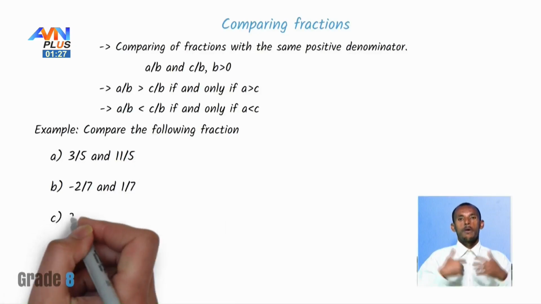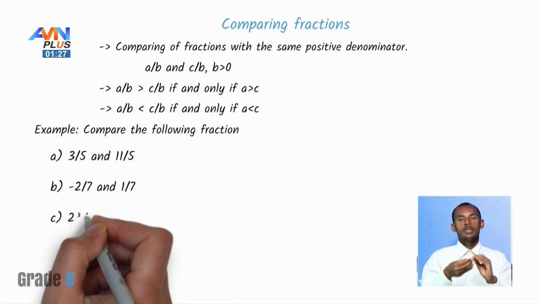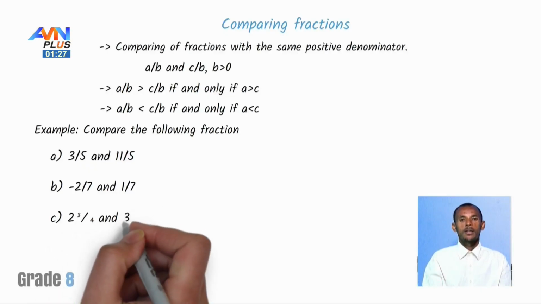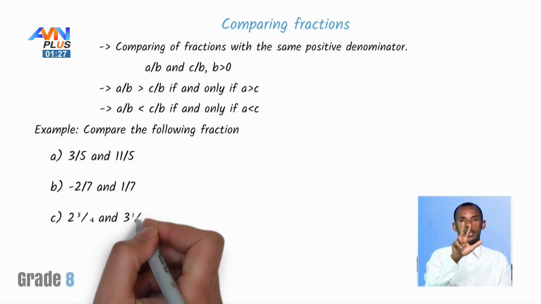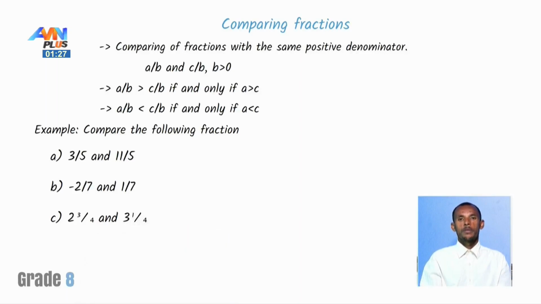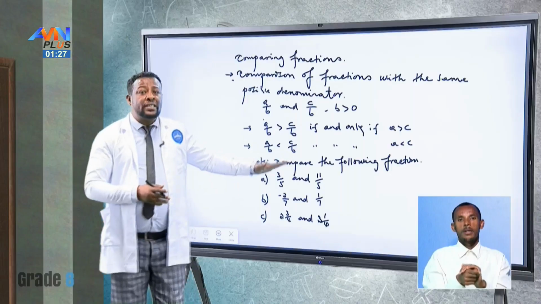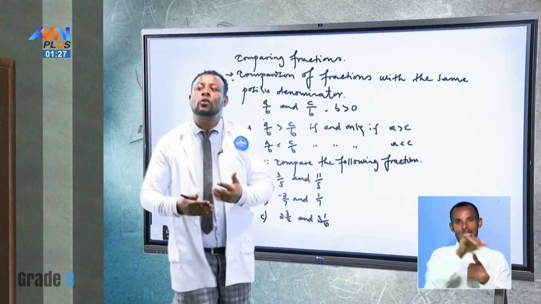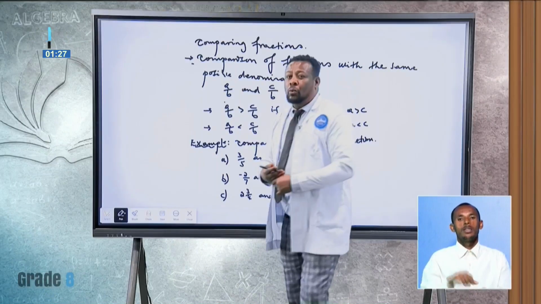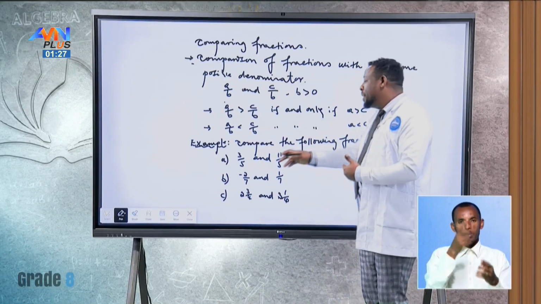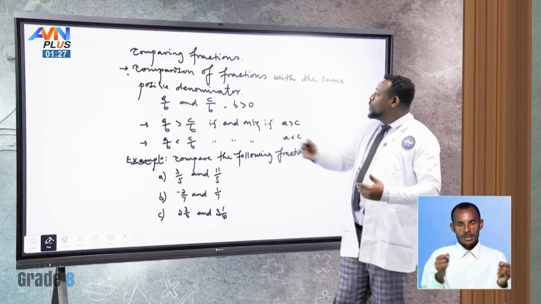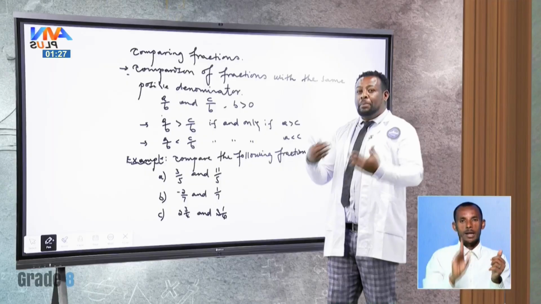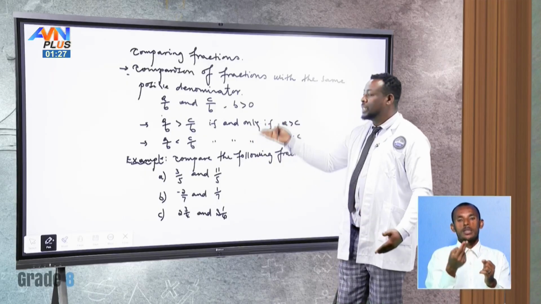Say we have certain mixed numbers such as 2 and 3 over 4 and 3 and 1 over 4. Okay, let's see these examples. In all these examples, we have fractions having the same denominator. So whenever you are asked to compare these two fractions, as we have said here in these principles, a over b and c over b can be compared using these principles.